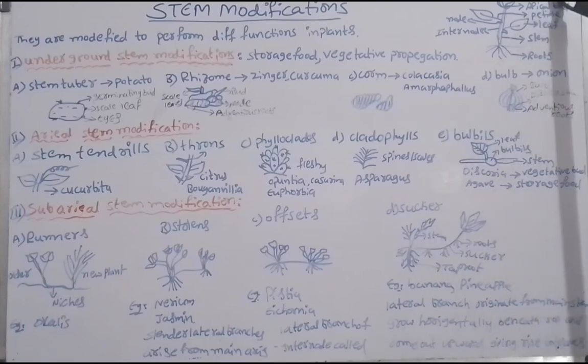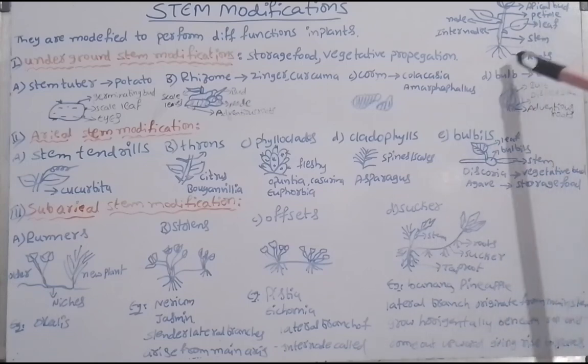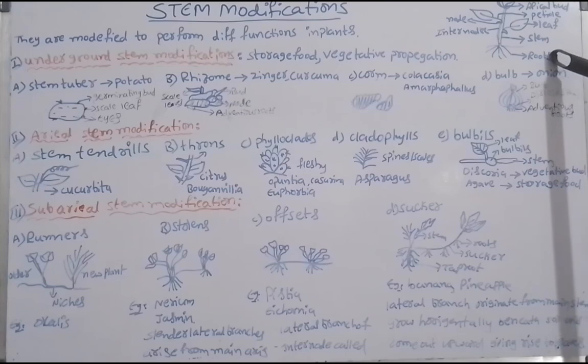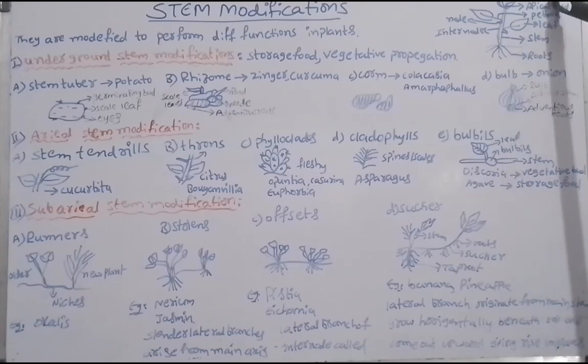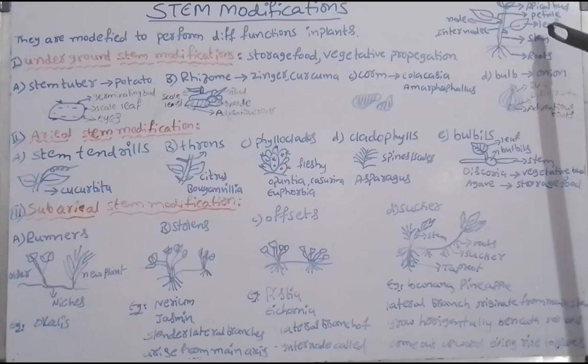This is the stem, and this is the root system. Here, the root system has three types: taproot system, adventitious root system, and fibrous root system. That is the root system and this is the shoot system. So this is the stem.